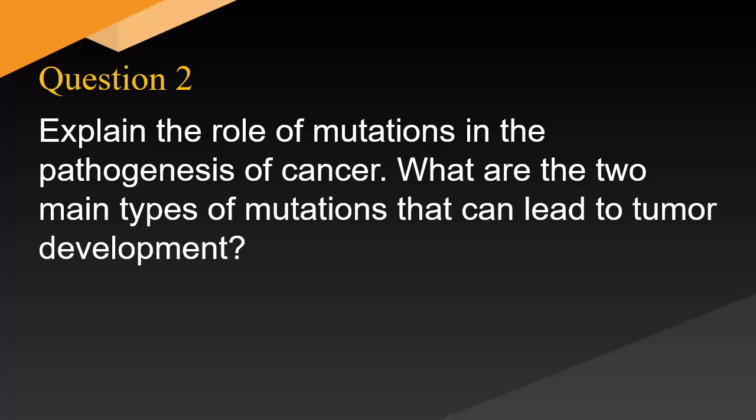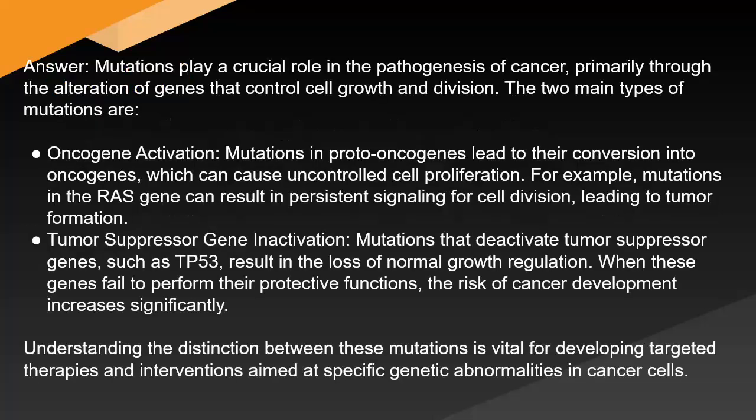Explain the role of mutations in the pathogenesis of cancer. What are the two main types of mutations that can lead to tumor development? Answer: Mutations play a crucial role in the pathogenesis of cancer, primarily through the alteration of genes that control cell growth and division. The two main types of mutations are oncogene activation.